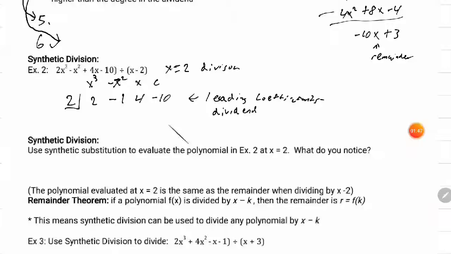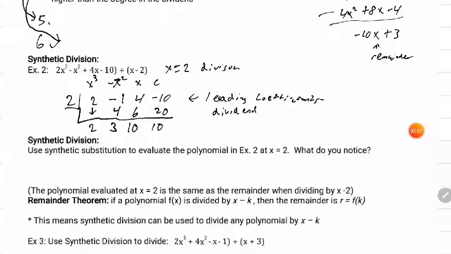Okay, and then just like synthetic substitution, bring this down. I got 2. I'm going to take these two numbers. 2 times 2 is 4. Okay, and then I'm going to add these. -1 plus 4 is +3. Then I'm going to take this 3 and multiply by our divisor 2 to get 6. 4 plus 6 is 10. And then I get 20. -10 plus 20 is +10. Okay.